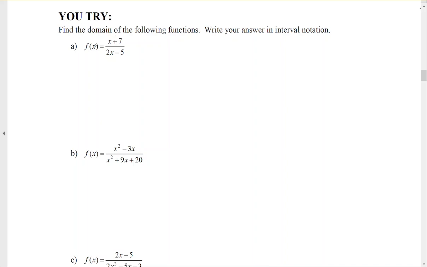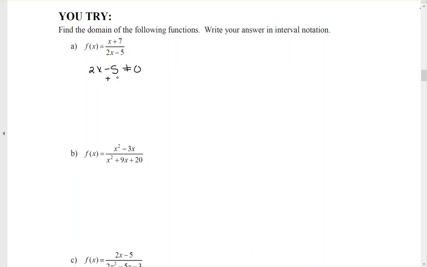To find the domain of a rational function, what we're going to do is look to see where the denominator would be 0 and avoid that number. So for our first step, we take a look at the denominator, 2x minus 5, set it not equal to 0, because you don't want to divide by 0.